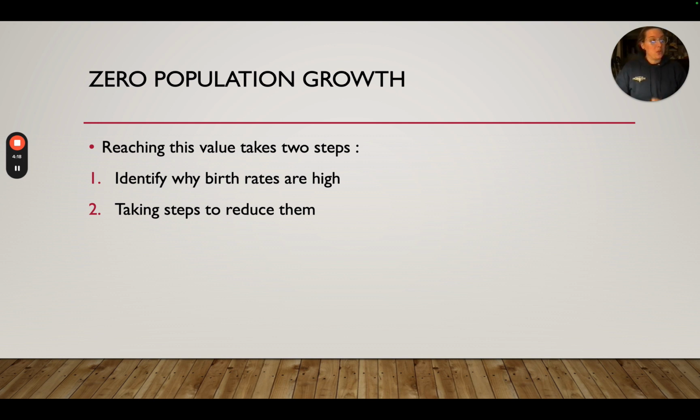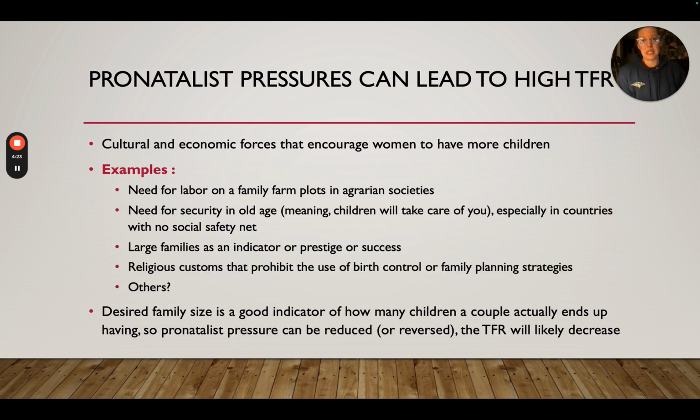Something that your book also goes into is something called pronatalist pressures. Pronatalist pressures can lead to high total fertility rates. So there can be cultural and economic forces that encourage women to have more children. There is this list here of examples. This is certainly not an exclusive list necessarily, but ones that have been used in the past.